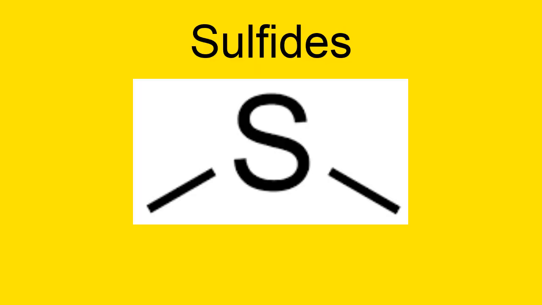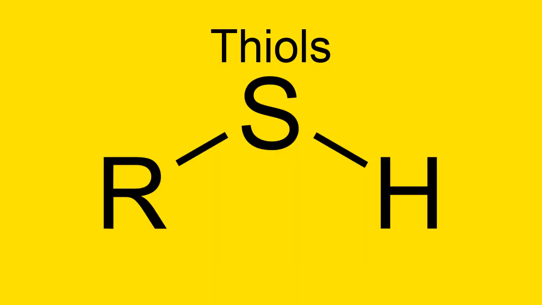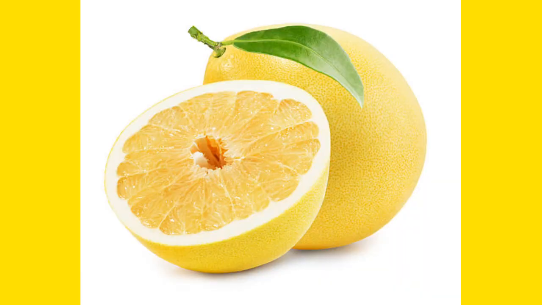Sulfide. It is similar to an ether, except it contains a sulfur atom instead of an oxygen atom. Sulfide is found commonly in alliums such as garlic or onions. Thiol. A thiol is a compound that has the SH group, or sulfur and hydrogen. An example of thiol is grapefruit.